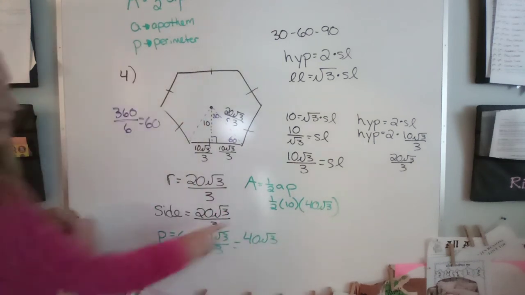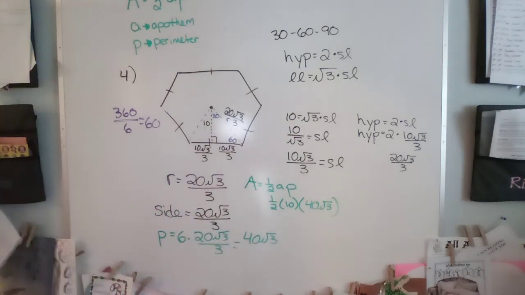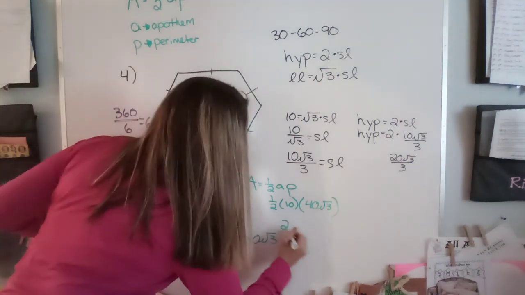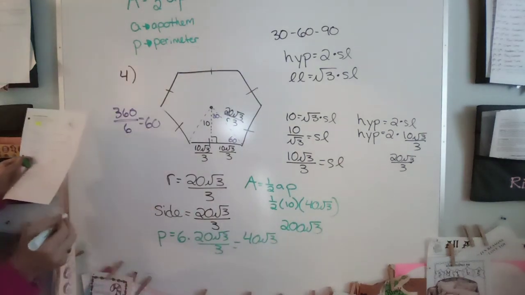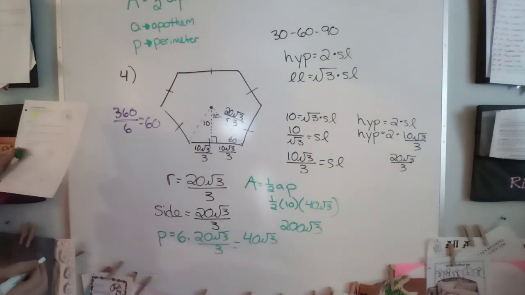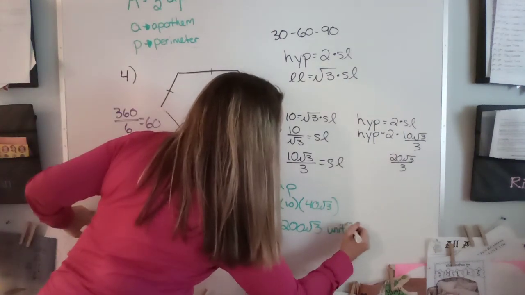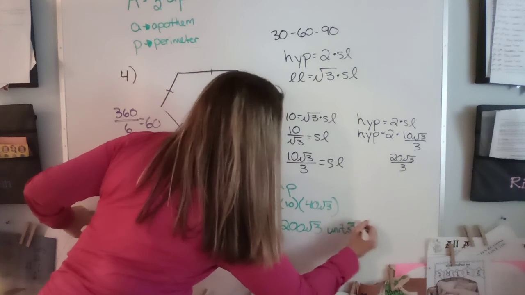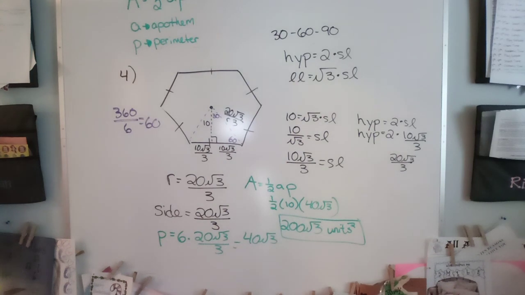So then I multiply. 1/2 of 10 is 5. 5 times 40 is going to be 200. So I'm going to have 200√3. What are my units? I lost my units. I don't know if they were even given. Nope, wasn't given. So we'll just say units squared. 200√3 units squared. If I was asked for a decimal approximation, it would be 346.41.